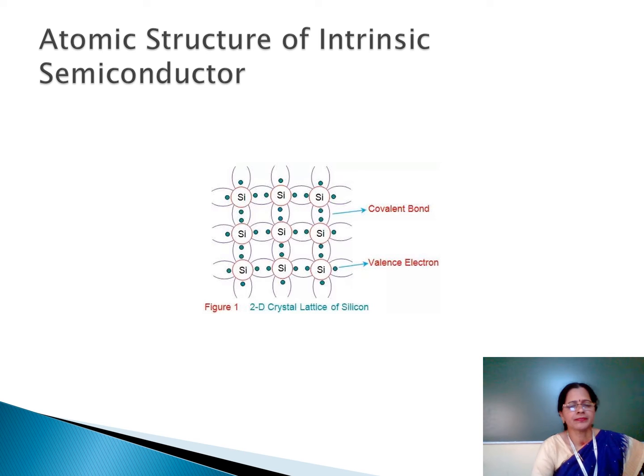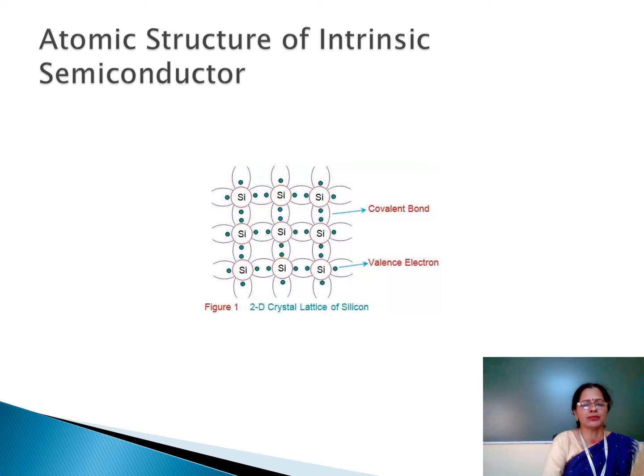But once any covalent bond breaks and we get a free electron, behind it will leave one vacant place. That vacant place is known as the generation of holes. That means in an intrinsic semiconductor, if by chance any covalent bond breaks, the number of free electrons is equal to the number of holes. Due to breakage of covalent bonding, the number of holes generated will be equal to the number of free electrons, and that will be very few.